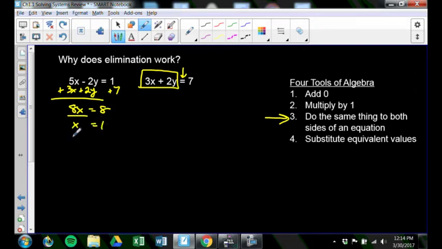Now I can go back and find y. Y is going to be 2. The reason this works is because I'm adding the same thing to both sides of the equation. I'm not actually adding equations up together. We describe it that way because that's the most simple way to describe it, but that's not actually what's happening. I'm adding expressions. Here's an expression, I add those up. Here's an expression, I add those up. So I can solve it that way.